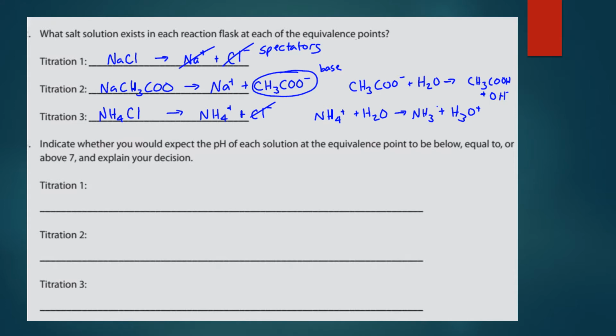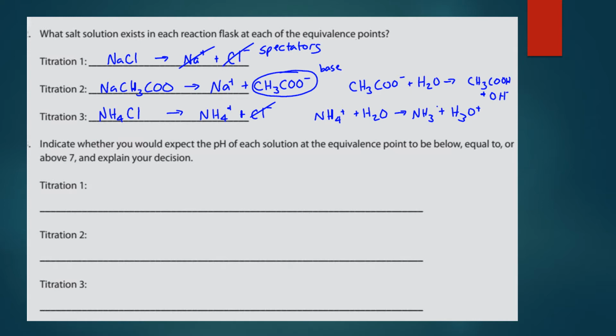The next step is to indicate whether you'd expect the pH of each solution to be below, equal to, or above 7 and explain your decision. With this one, what we're going to do is actually a hydrolysis reaction. We're going to split this into ions, and then we're going to eliminate spectators. You can see in the first titration, both the sodium and the chloride ions are spectators. So they're going to cancel out, and we're going to expect a neutral pH.